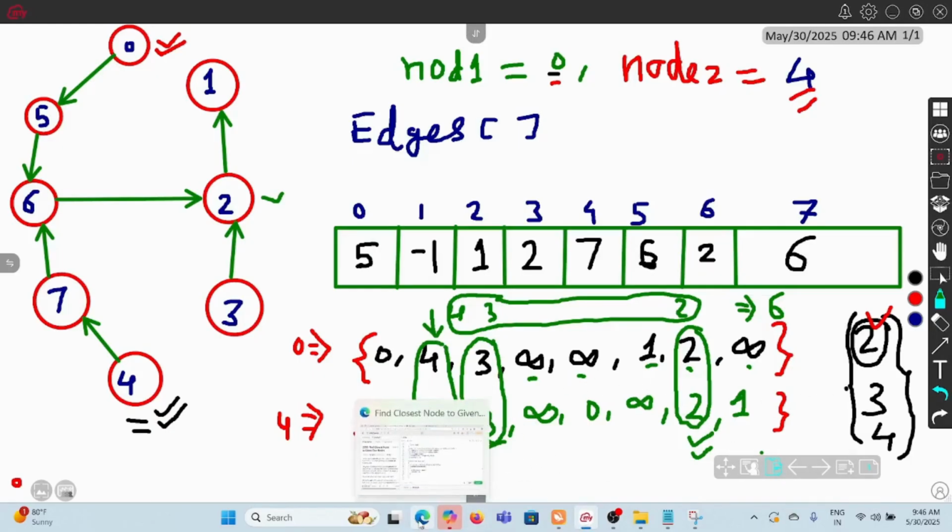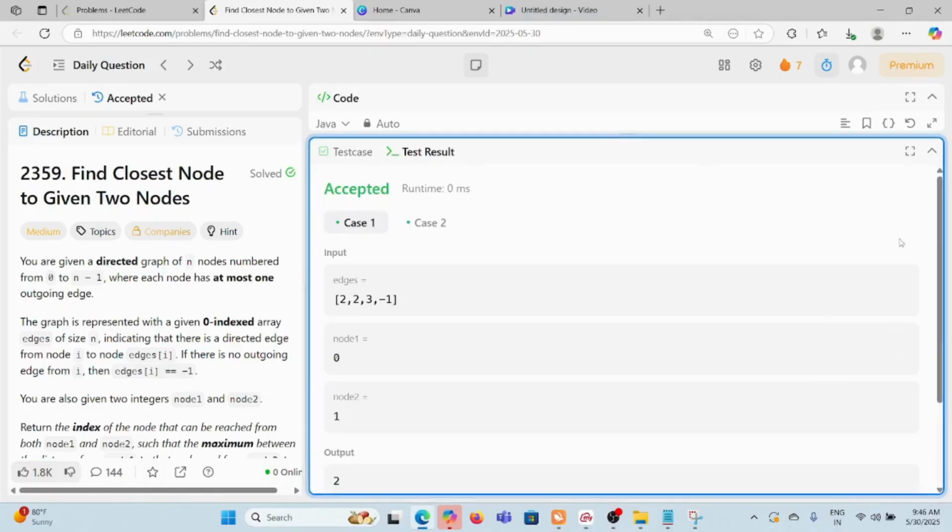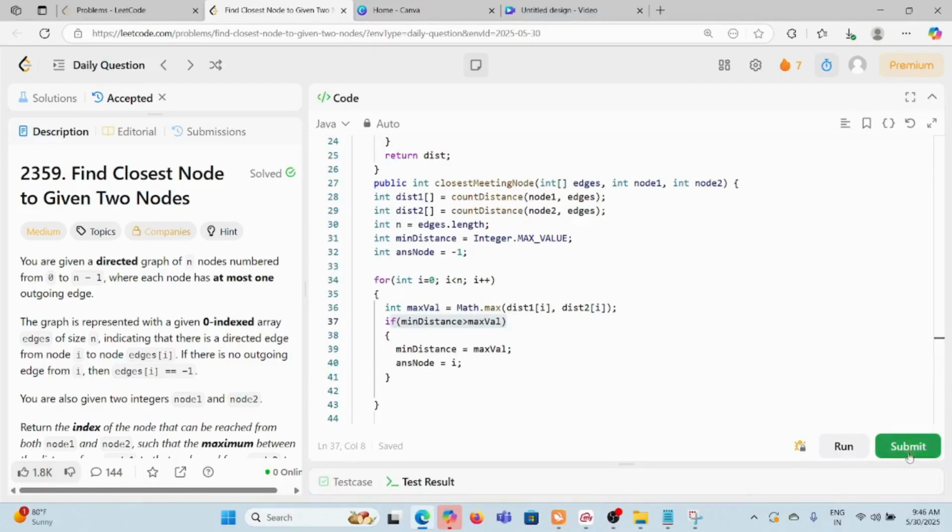Let me execute this code, which I have already executed, but for the sake of this video we are executing it again. The time complexity is in the order of n only. We are not doing any double traversal kind of thing.